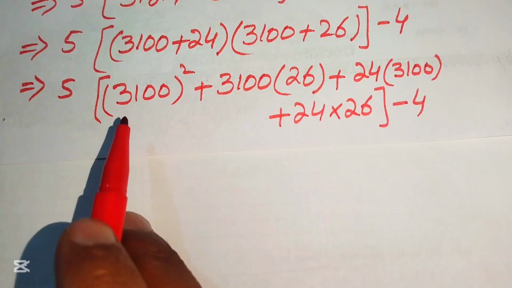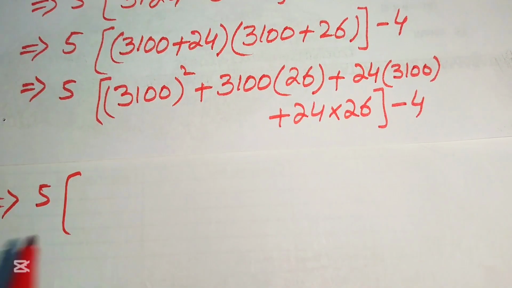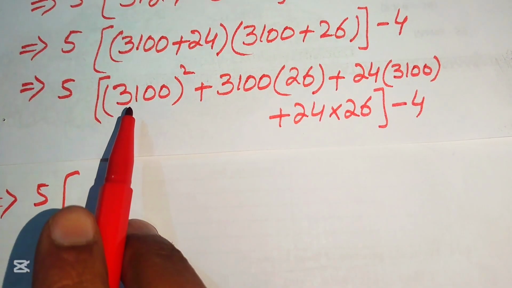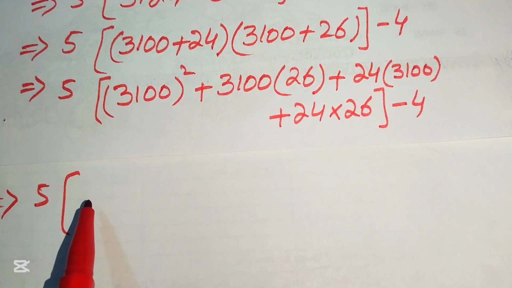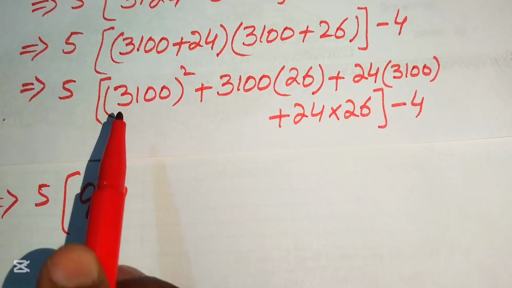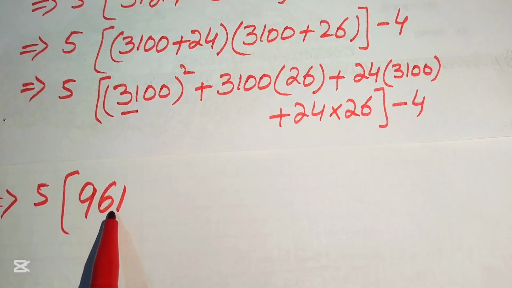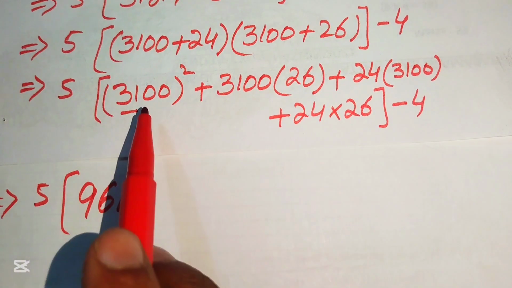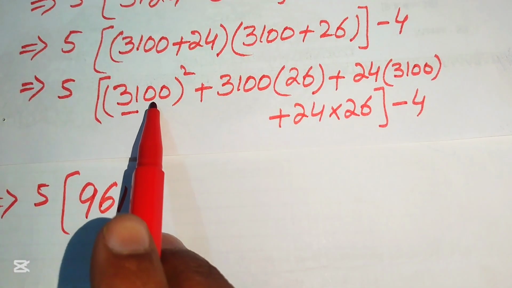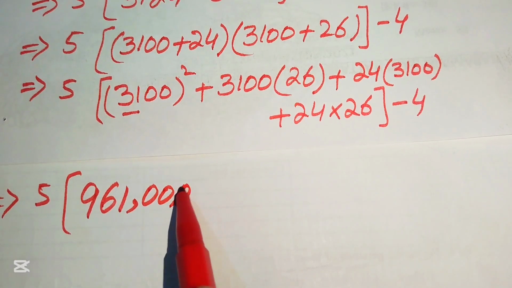So in order to find the square of 3100, you can easily multiply 3100 with 3100, and we will find its value is 961. So we know that the square of 31 equals to 961, and here you see that there are two zeros, so the square of two zeros, we just write here 4 zeros.